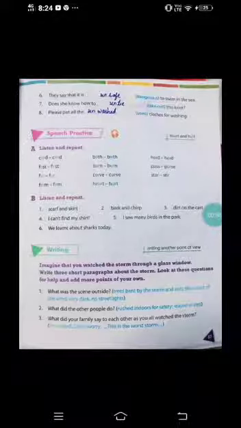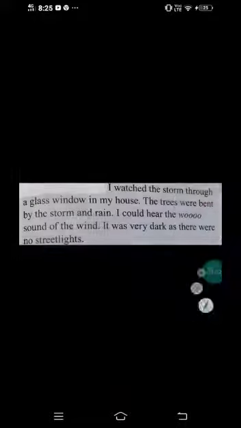I watched the storm through a glass window. In my house, the trees were bent by the storm and rain. I could hear the woo sound of the wind. It was very dark as there were no street lights. So in this way, you need to write a paragraph. First one is done for you. Second and third, you need to write, children.